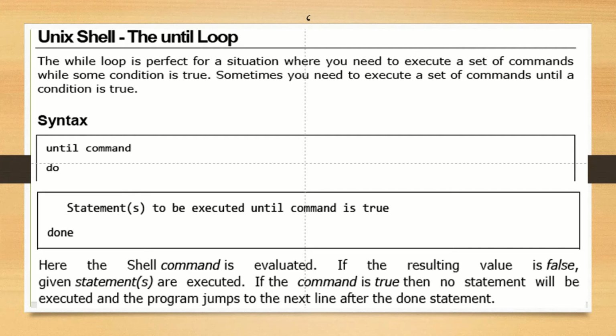If the command is true, then no statement will be executed, and the program jumps to the next line after the done statement. Whatever it may be, the until loop is supposed to try to execute at least once, then check the condition. It is almost similar to the do-while statement in Unix programming.